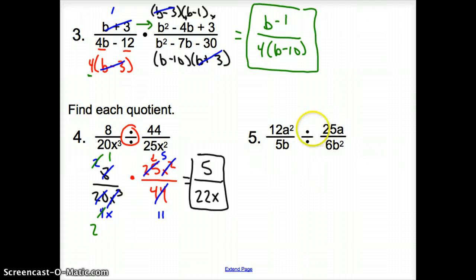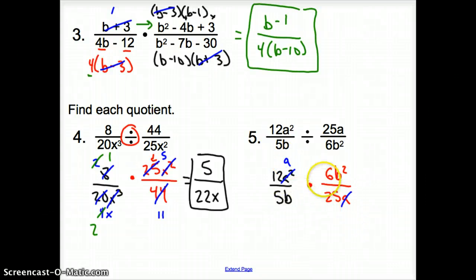How about 5? We are multiplying. So what do we have to do? We have to flip the second fraction, and then we have to multiply. Flip and multiply. Bring the first fraction down, and then we get to do the fun part and start canceling out some things. So kitty corner, numbers 12 and 25, no, but I can cancel out this a squared with an a. How about this kitty corner? Not the 5 and the 6, but I can cancel out 1b.